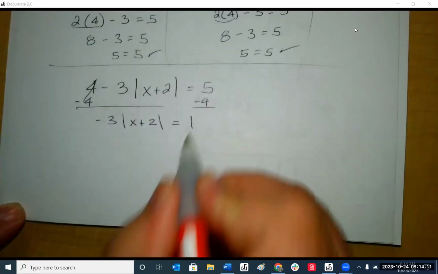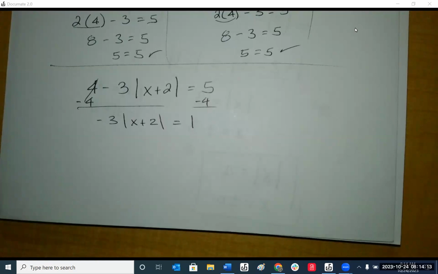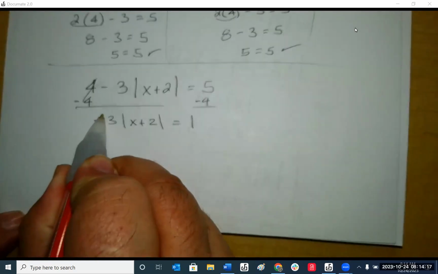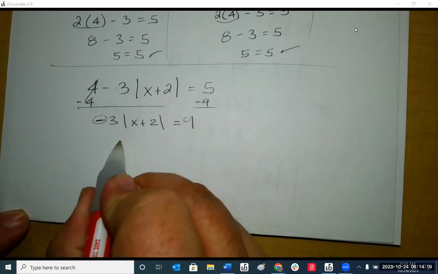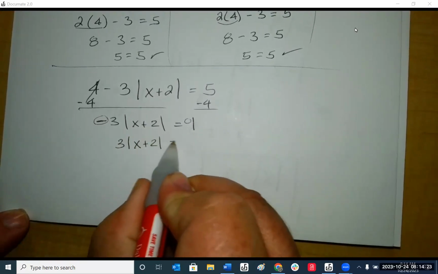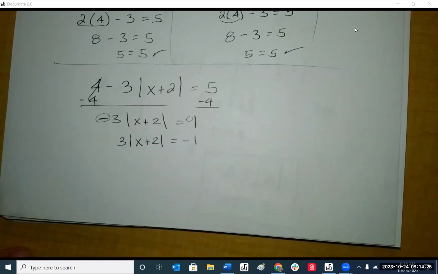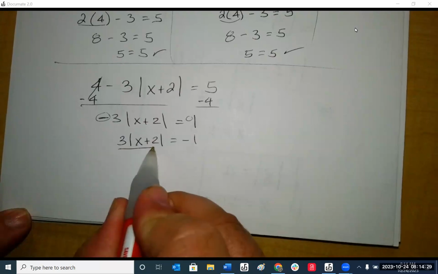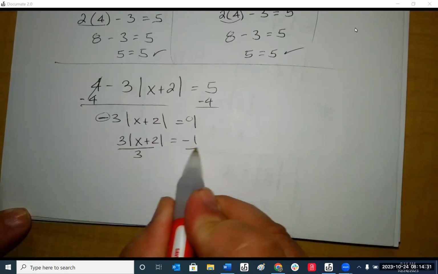5 minus 4 is 1. Okay, we have a negative in front here, so we just change the signs. So we have 3x plus 2 equals -1. Get rid of the 3 by dividing both sides by 3.